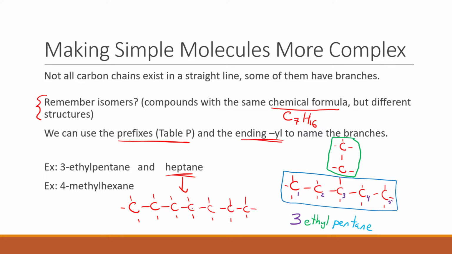hydrogens. Right, 7 carbons, 1, 2, 3, 4, 5, 6, 7 on top, then 8, 9, 10, 11, 12, 13, 14, 15, 16. And if we look here, we've got 1, 2, 3, 4, 5, 6, 7, and 1 through 16 again.